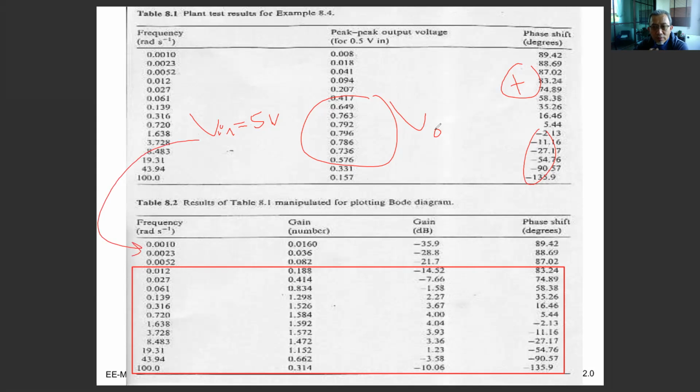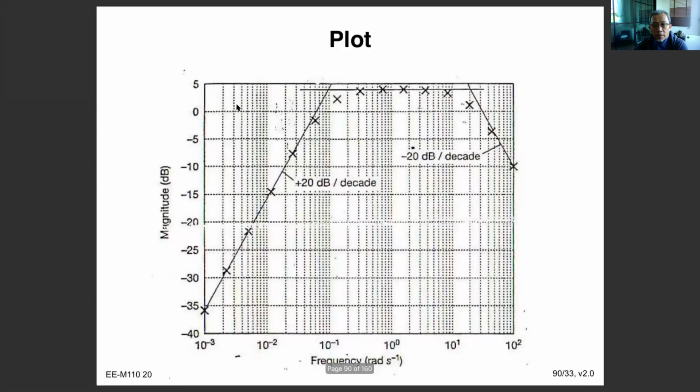So what we should do is take a ratio here. This one is a ratio, V0 over Vin. Then the gain is 20 log V0 over Vin. Then you get the value in decibels. Then you plot it, so you can see that the crosses are the real data, and the straight line is the line that fits the data.